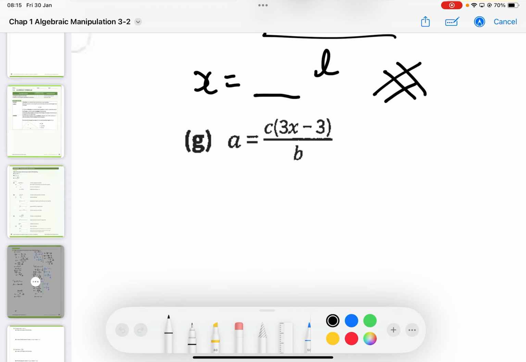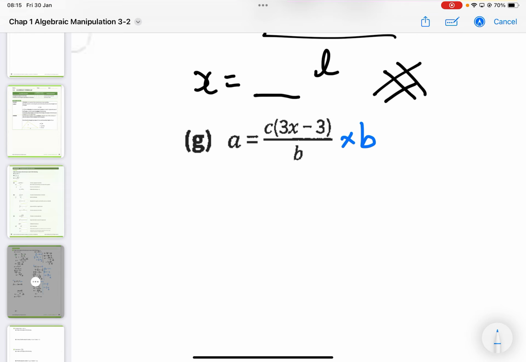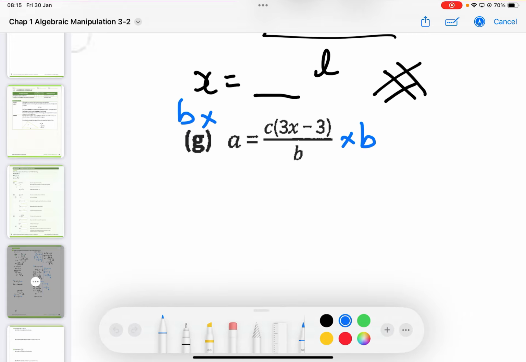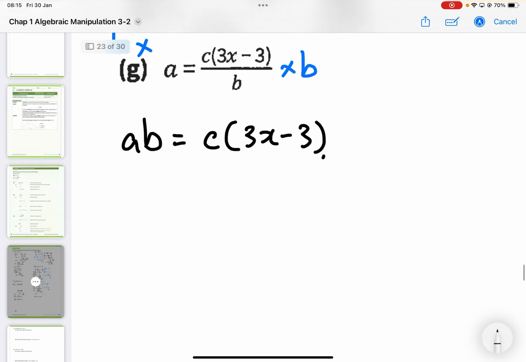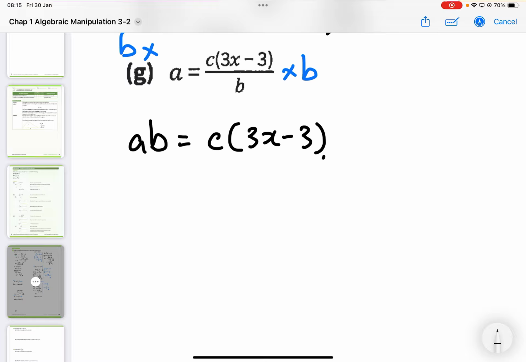So I will make it not a fraction by multiplying B. Then I will have AB on the left equals to C times 3x minus 3. From here, there are two ways to continue. I can do my expansion, then I will have freed my X already. But there is another way. If I divide C on both sides, because right now, the big picture is on the right, C multiplying this whole bracket. So if I remove C from the right hand side, I'll be left with this bracket itself.